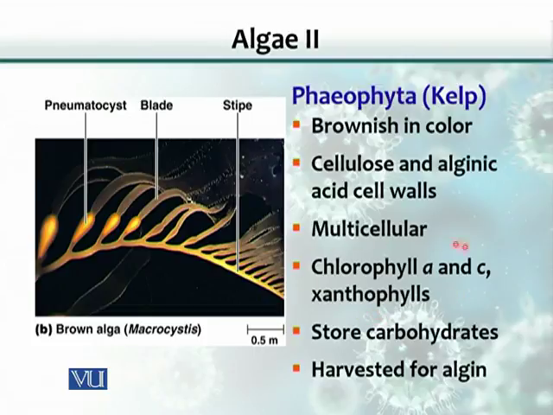So this is the substance that absorbs a particular wavelength from the sunlight. And that is the reason that they are found where they are, because of this chlorophyll's ability to capture longer wavelengths. They're found superficially, or at a shallow depth of the ocean. They store carbohydrates, and they're harvested for algin. Algin is used in food as a thickener also.